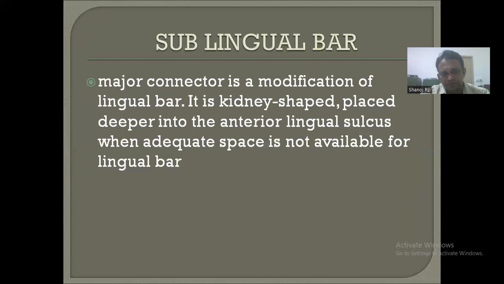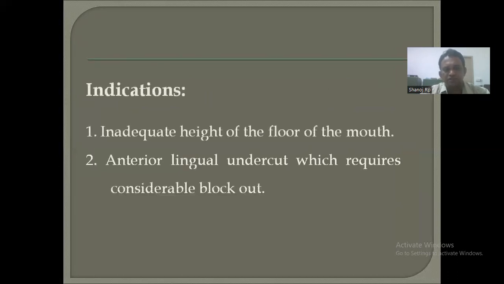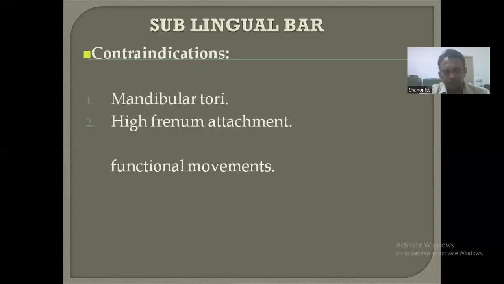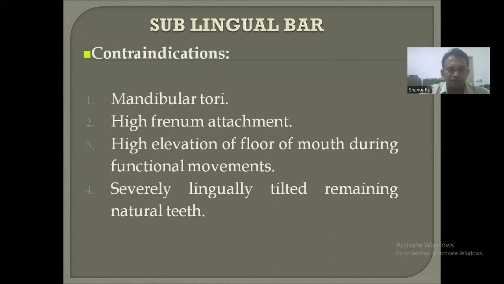Sublingual bar. This major connector is a modification of the lingual bar. It is kidney shaped, placed deeper into the anterior lingual sulcus when adequate space is not available for the lingual bar. The indications: inadequate height of the floor of the mouth, anterior lingual undercut which requires considerable block-out. Contraindications: mandibular tori, high frenal attachment, high elevation of the floor of the mouth during functional movements, severely lingually tilted remaining natural teeth.